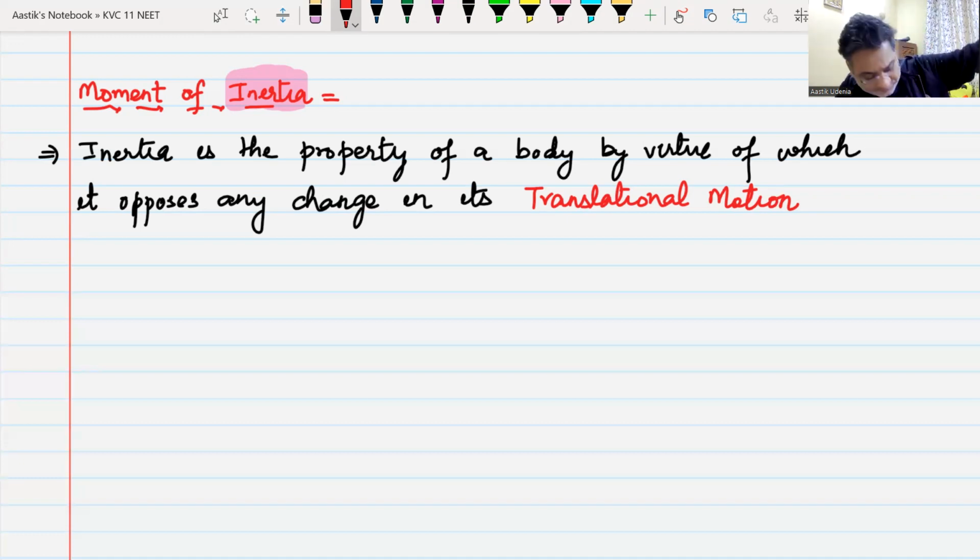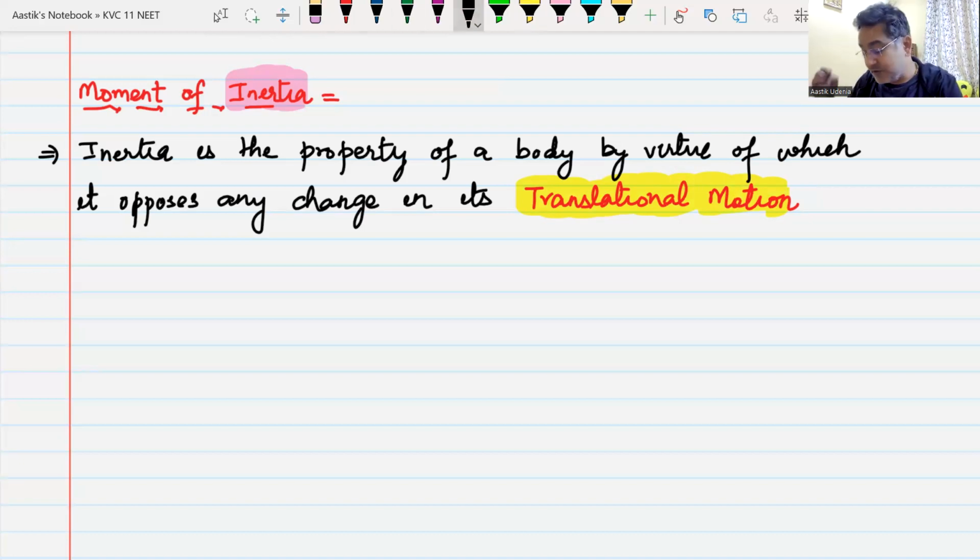Now, in the beginning, when we studied the word inertia, we did not use the term translational motion, but we should have used it. But at that point, it becomes very difficult to understand this part because we are quite young. Therefore, we did not use this term. But this is the actual definition of inertia. It is the property of a body by virtue of which it opposes any change in its translational motion. We understand what I am saying here?